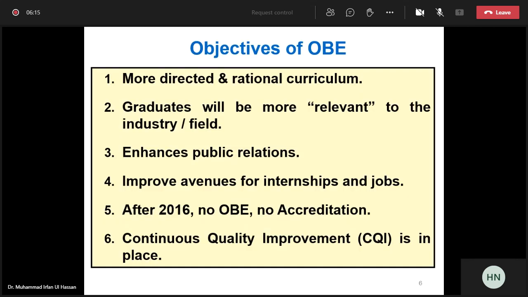Mainly, this system is good, and there are certain objectives: that you will be more relevant to the industry, enhanced relations, improved avenues for internship, and OBE based accreditation. Nowadays PEC is only giving accreditation to the universities who have opted for the OBE system.